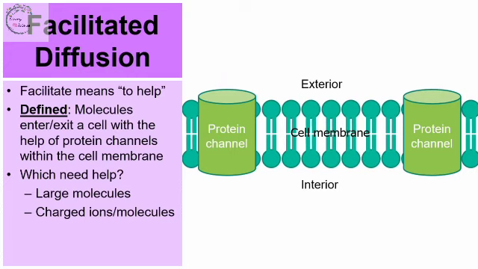So through the cell membrane are these little protein channels that molecules and ions can enter and exit. And because this is facilitated diffusion, no energy or ATP is used.